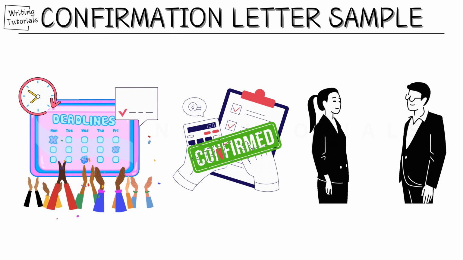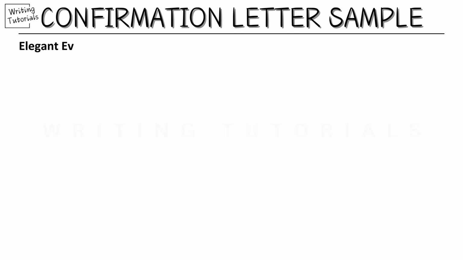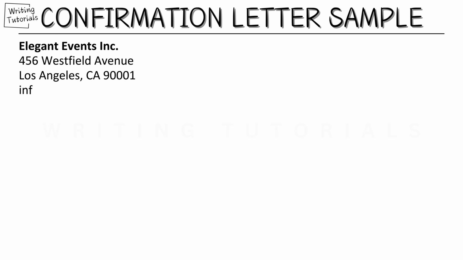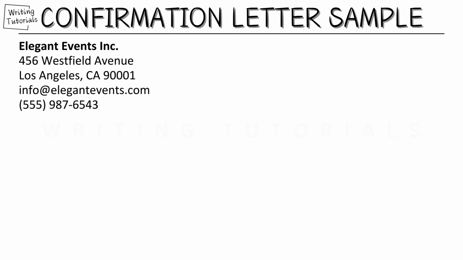Let's dive in. Header section, sender's information. First, let's look at the header section. Here's what the sample includes. Elegant Events Incorporated, 456 Westfield Avenue, Los Angeles, California, 90001. Info at elegantevents.com, 555 987 6543. This section identifies the sender, Elegant Events Inc. It includes their company name, address, email, and phone number.